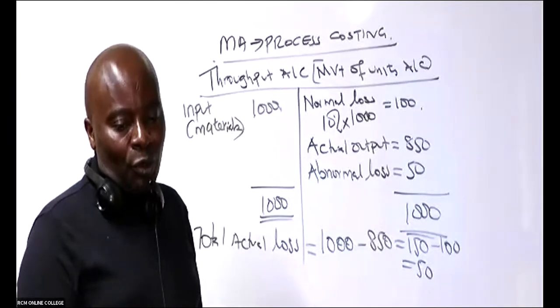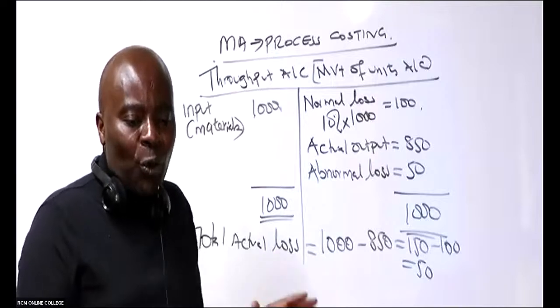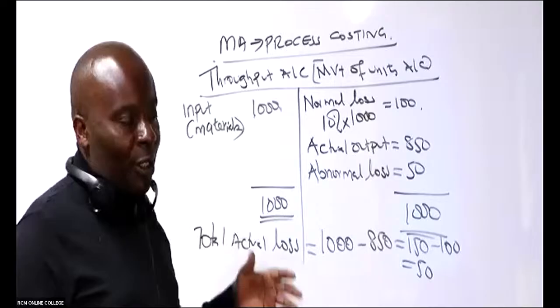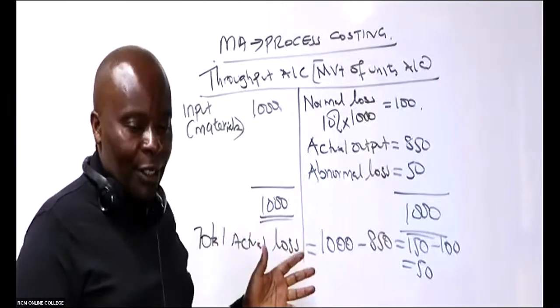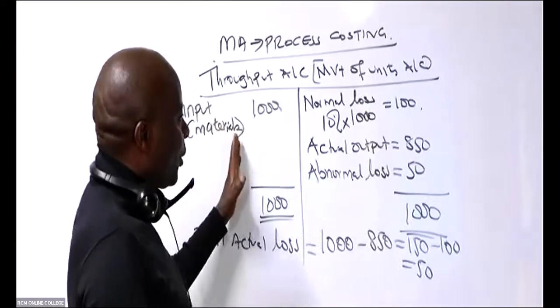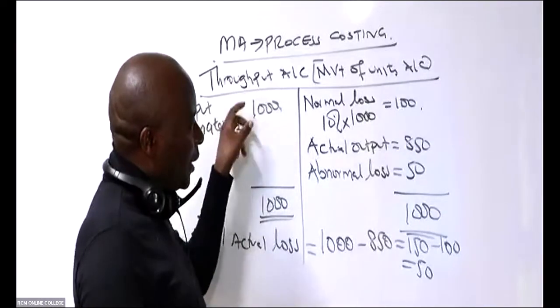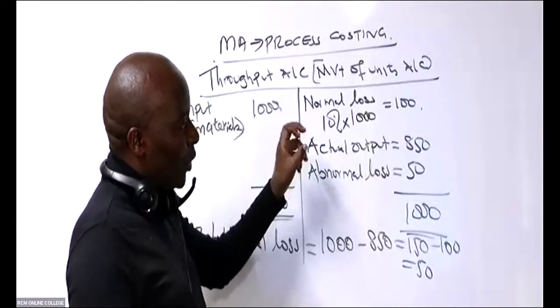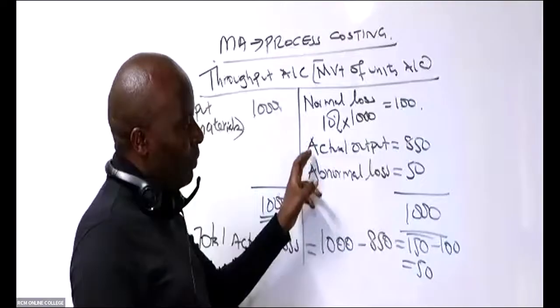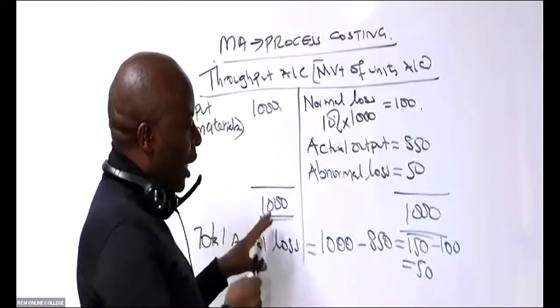An abnormal loss of 50, but we don't have to go that way at all. For us, it's all about balancing the throughput account. The moment I've put in the input, I account for the entire input. So I have normal loss, which has been given as 10% of the input, 100. They have given me actual output of 850, come and balance.